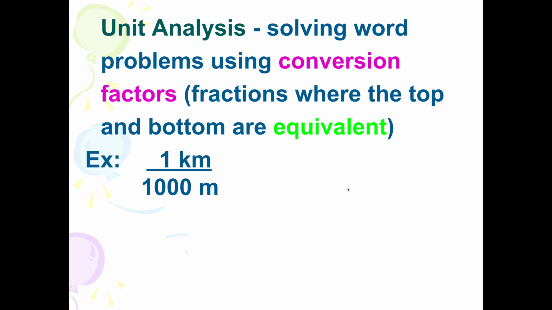Anyways. So unit analysis is a way of tackling word problems using things called conversion factors. And these are fractions where the top and bottom are equivalent. They're equal to the same amount of distance or time or whatever property. So here we have 1 kilometer equals 1,000 meters. You could flip this and it's still the same equivalence. It's still the same conversion factor because those are the same length.